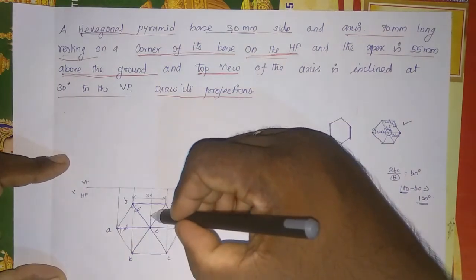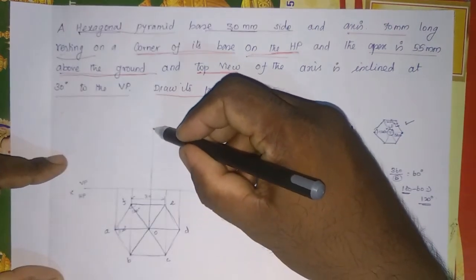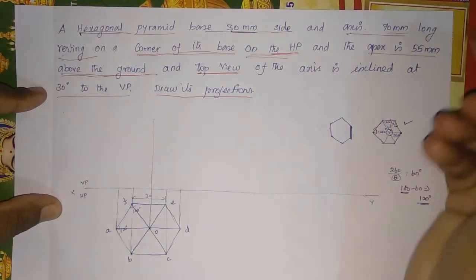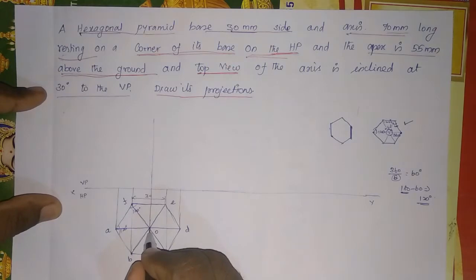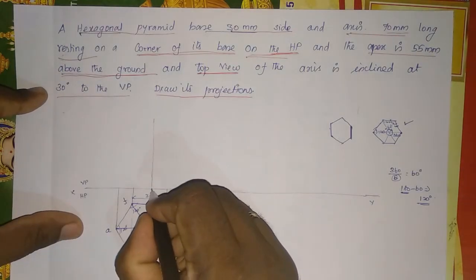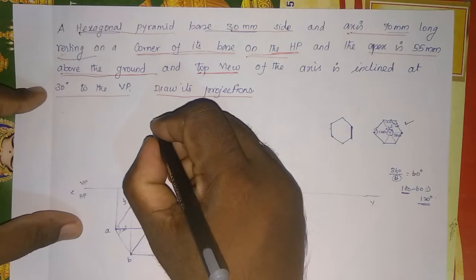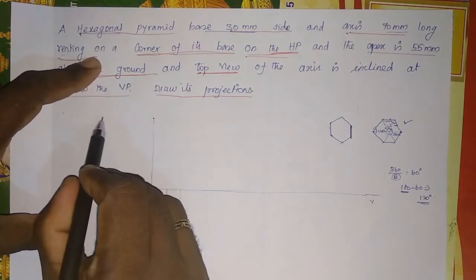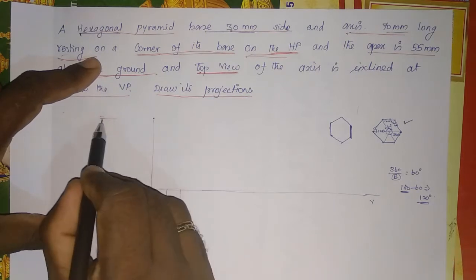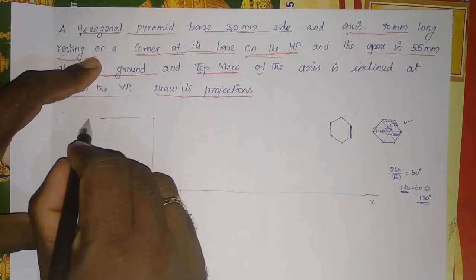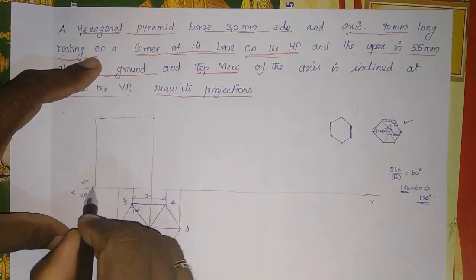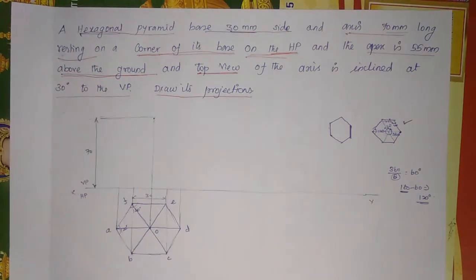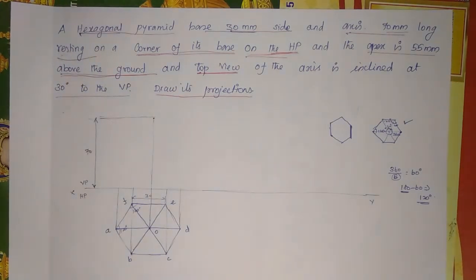So this center has some length, so I extend it. It is given that the axis is 70 mm long here. So this is the axis, the center. For this I will take 70 mm. Okay, now join all the points.